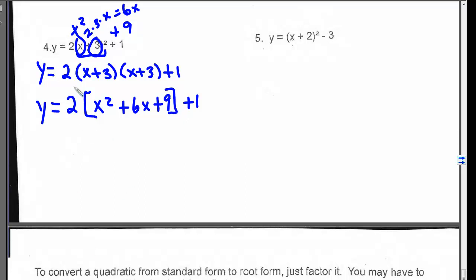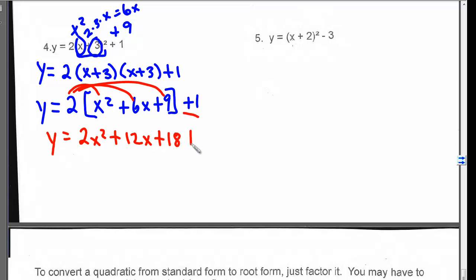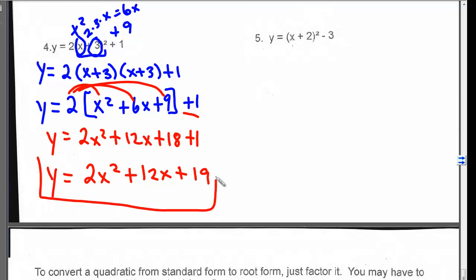Now let's distribute the 2 through. 2 times x squared is 2x squared. 2 times 6x is 12x. And 2 times 9 is positive 18. I still have a plus 1. Combining all of our like terms, we have 2x squared plus 12x plus 19. And this is the answer.